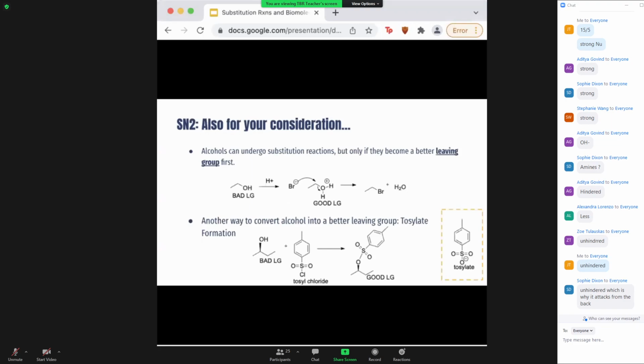And just as a little question to poke your mind a bit, why do you think that tosylates make for a good leaving group? Just looking at the molecule, what property do you think it might have that makes it a really stable and good leaving group? I see a couple answers.